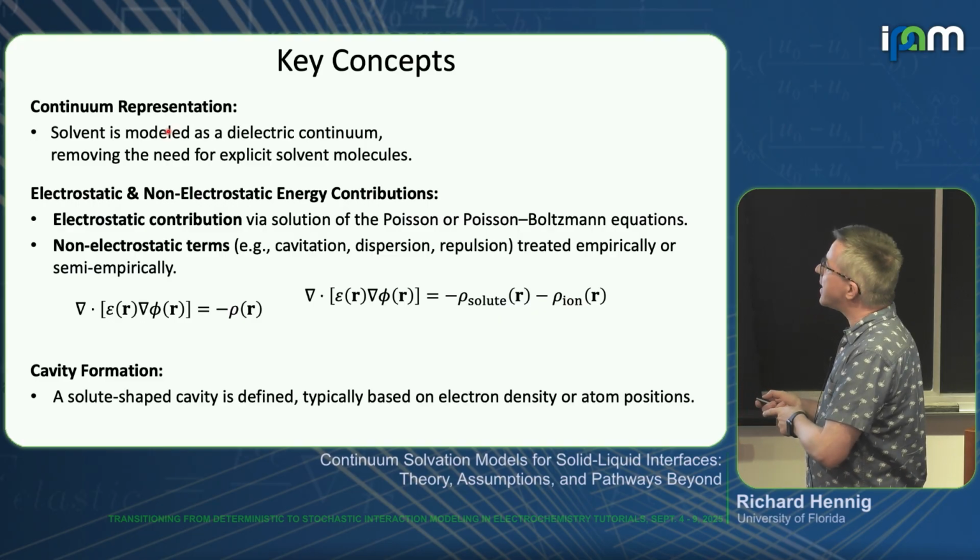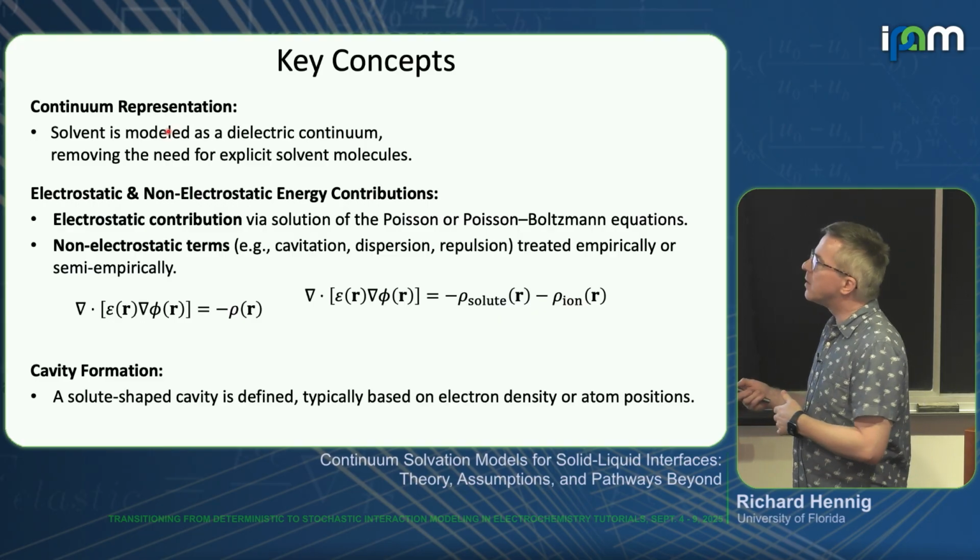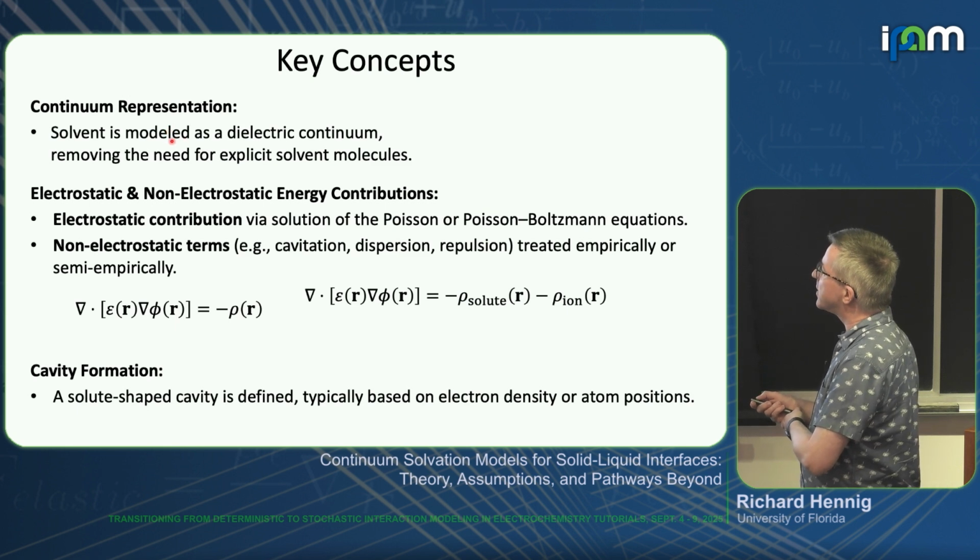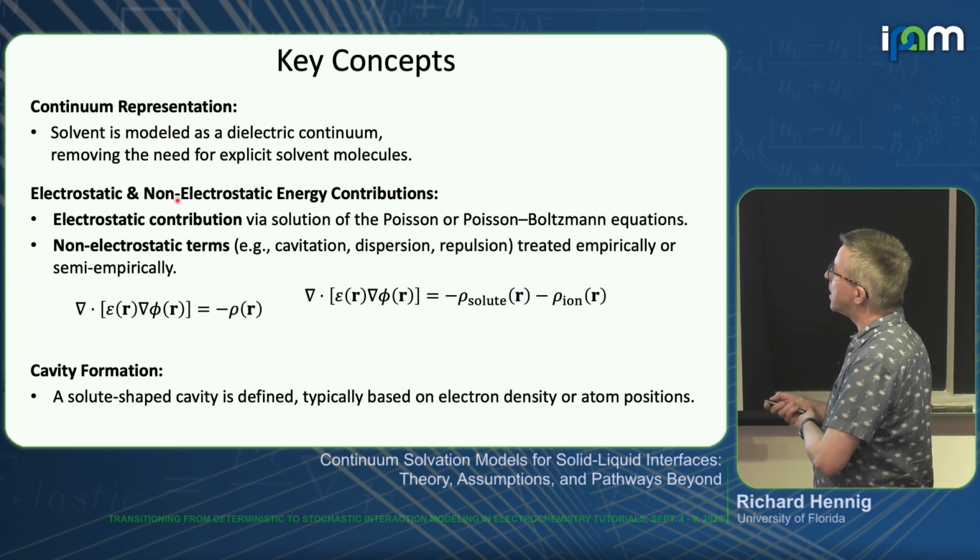And then we have different energy contributions we have to consider. There's first of all the electrostatics that matters. And so we're going to see that this is going to lead to the Poisson or Poisson-Boltzmann equation. I'll say more about that later. We also have non-electrostatic energy contributions that matter.